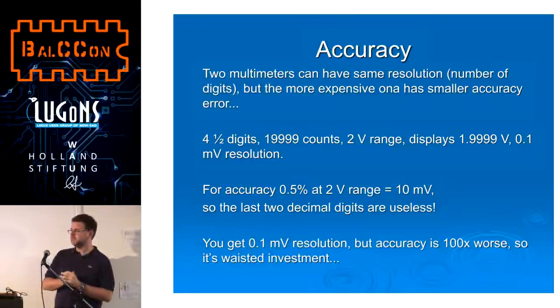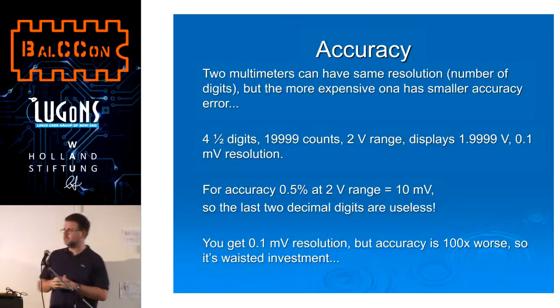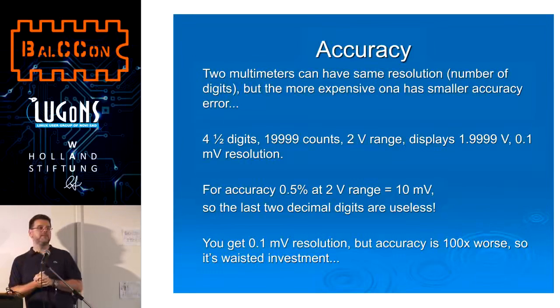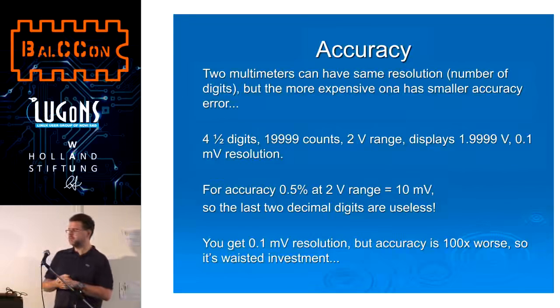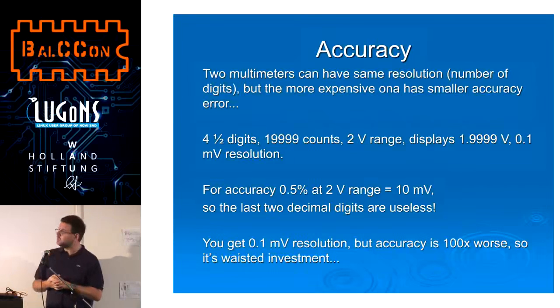Let's say you're buying some cheap but very nice looking multimeter that says it has 4.5 digits, so it can display 199999, with 0.5% error. 0.5% at the 2 volt range means 10 millivolts, and that means the last 2 digits of your readout on the multimeter are just pure fiction. They mean nothing. So be careful when buying stuff like this.